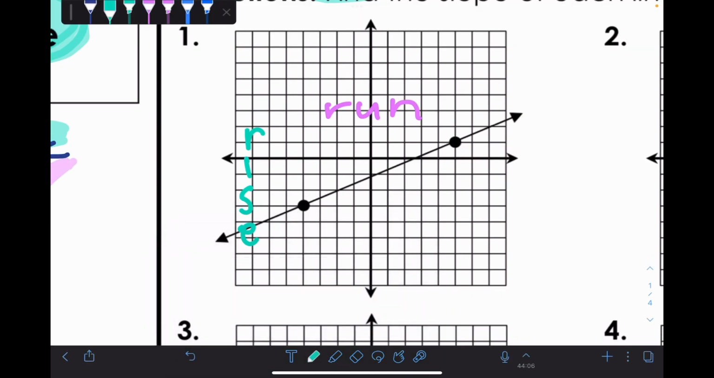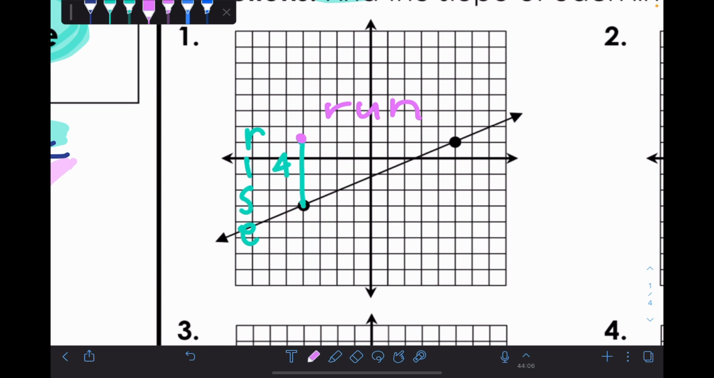So having a look at this, how high up did we go? Our rise, we went from here up to here. And how many is that? That's 1, 2, 3, 4. So we know that our rise, from here to here, is 4. Easy. Now we're going to do the same for our run.